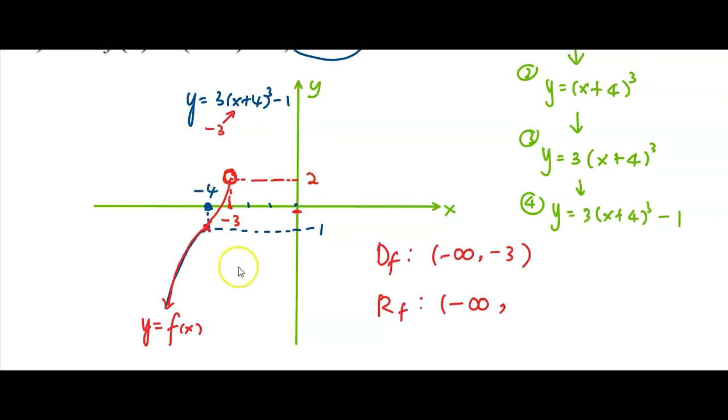Okay, so the range will be from negative infinity to the highest point. This is the highest point of the graph, and it has the y value of 2, meaning that our range will go up to 2, and we should close it with the square bracket.